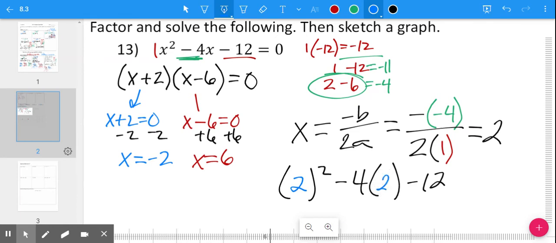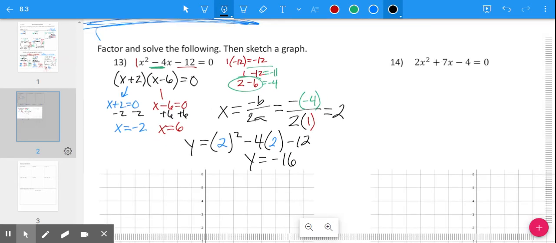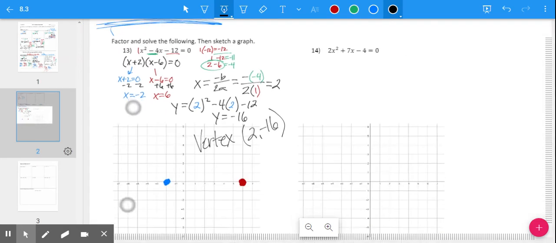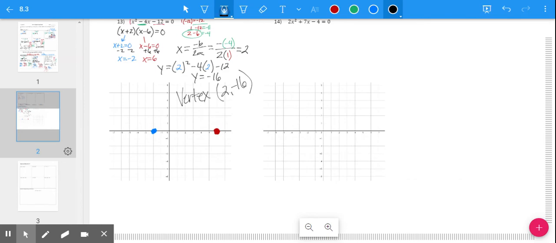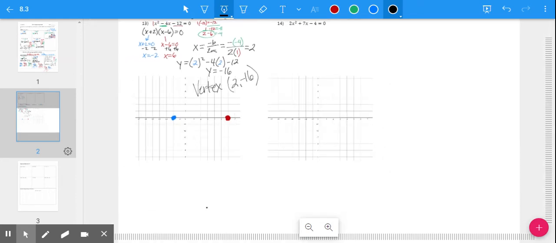And we're left with a y value of negative 16. So your vertex for this graph is 2, negative 16, which we can't plot on this graph unless you extended your page way down like I did, but I do want to show you guys the graph regardless. So 2, negative 16 is going to be somewhere down there. So when you draw your parabola, it's approximately like that.